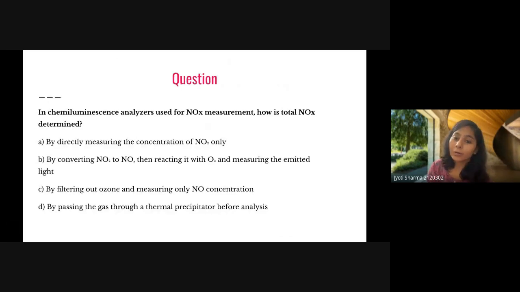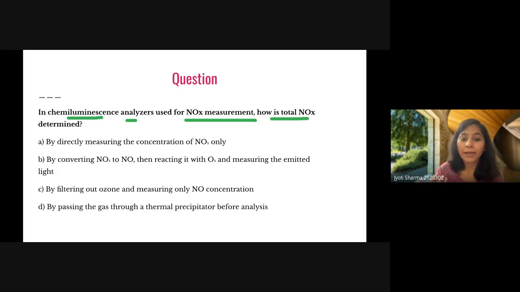Okay, so sampling is done, but now the main task is to measure, right? And for an NOx measurement, we do use a chemiluminescence analyzer. But here, how will you determine the total NOx?